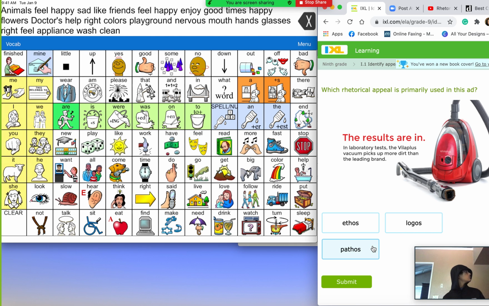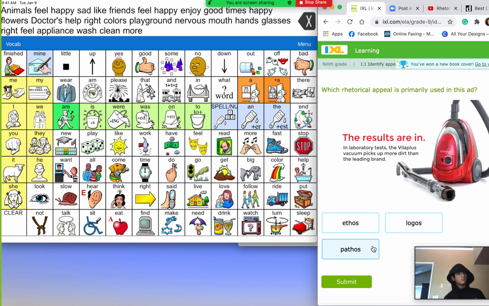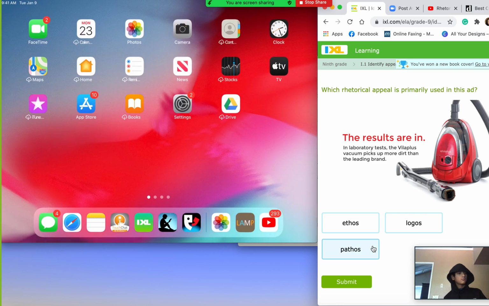Okay, so the results are in. In laboratory tests, the vacuum picks up more dirt than the leading brand. So it picks up more. More is a good one. More dirt. Do we know where dirt is?